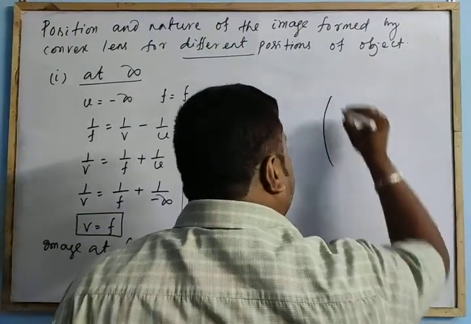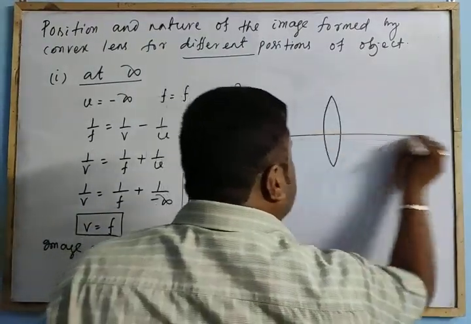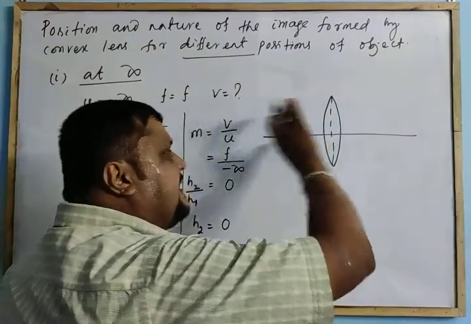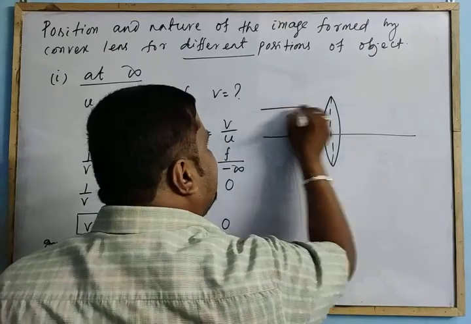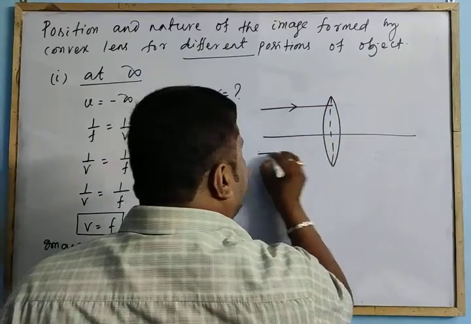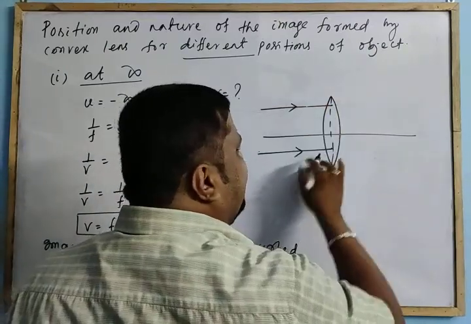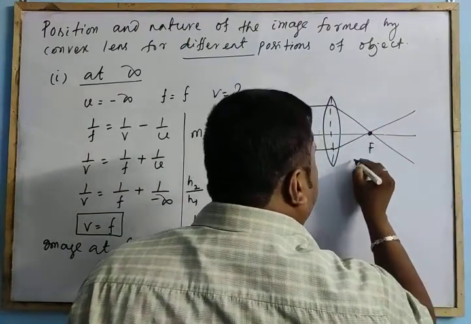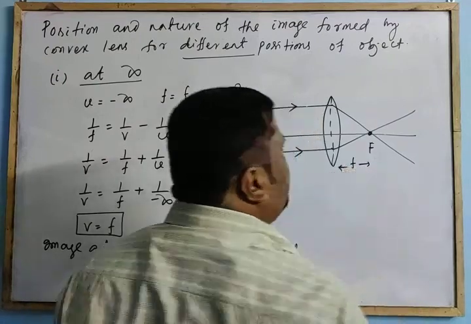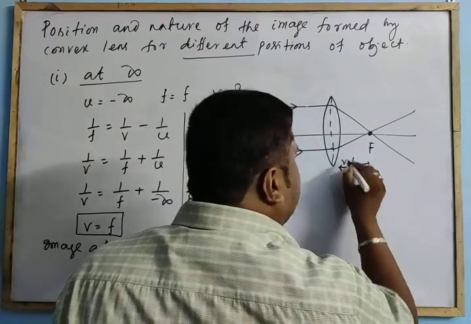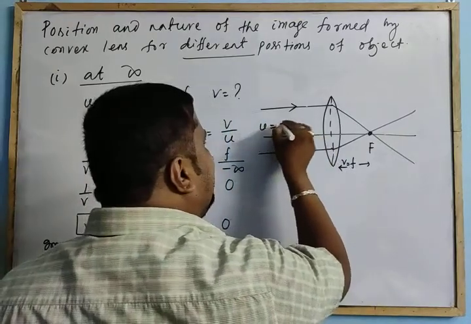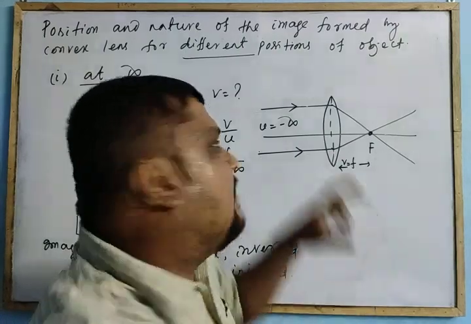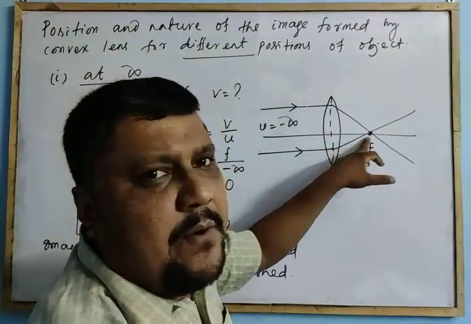Now to draw the ray diagram. Convex lens, this is the aperture. Object is at infinity, so for infinity the rays should be parallel to the principal axis. These are the incident rays. After refraction they will pass through the focus f, and this is the focal length, where this is the image, v is equal to f, and u is equal to minus infinity. So you get a point.